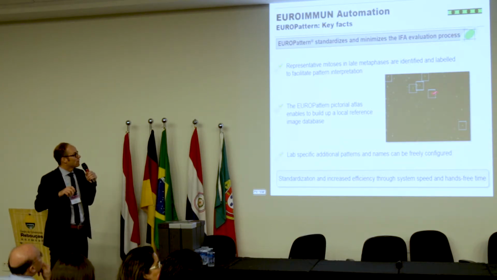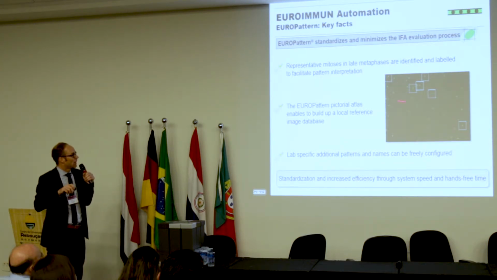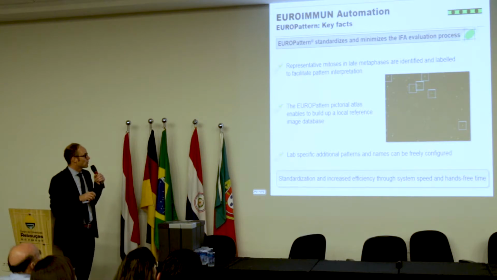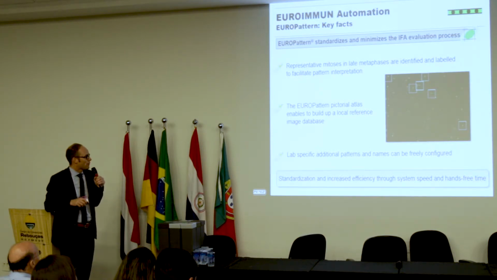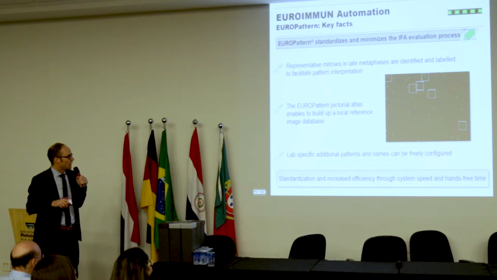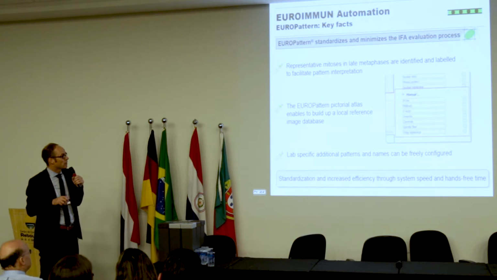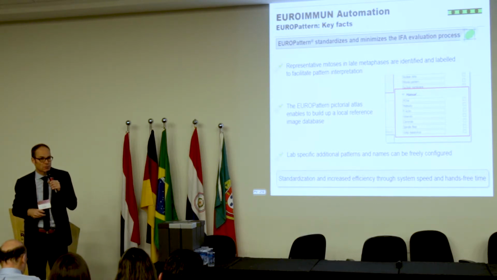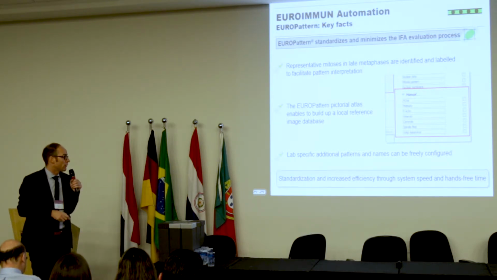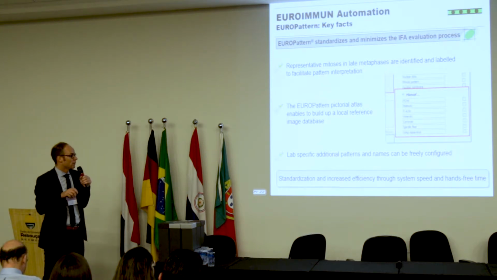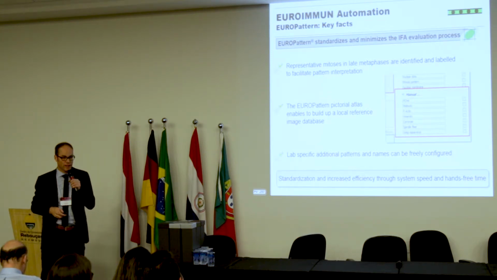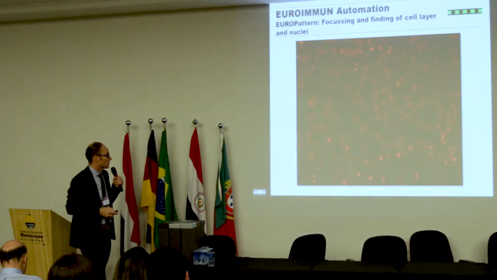We identify the mitotic cells and could highlight that. I mentioned already the pictorial atlas we have, and you can add your own patterns to a list of the automated patterns. So here these are the patterns we report, but we also can add some manual, and this is customizable. So if you want to have additional patterns, we just can define that, and you directly can activate them if you think it's positive.